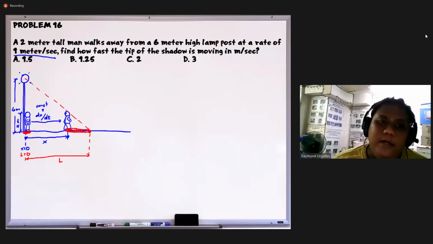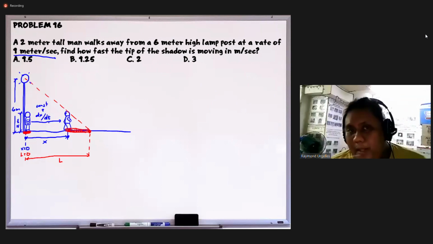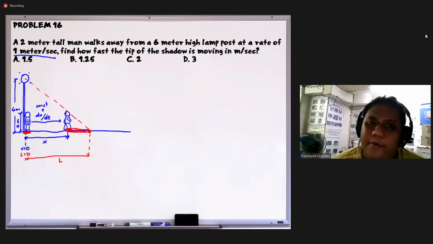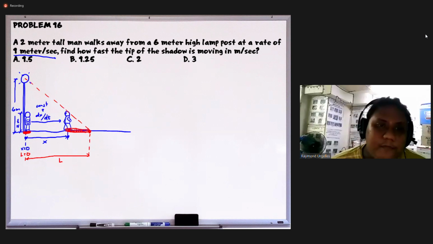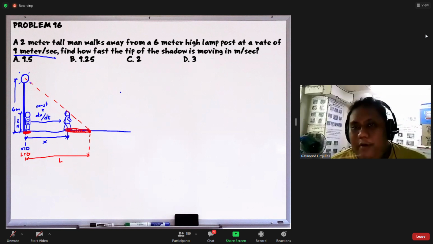Okay, nakuha ba? So let's assume that to be constant, which is equal to 1 meter per second. And alam natin that's increasing, kaya this is positive. Okay? So then ang kailangan natin gawin, para ma-relate natin yung dalawa, okay?